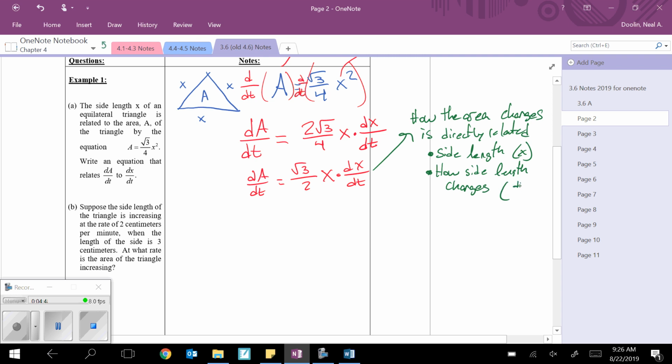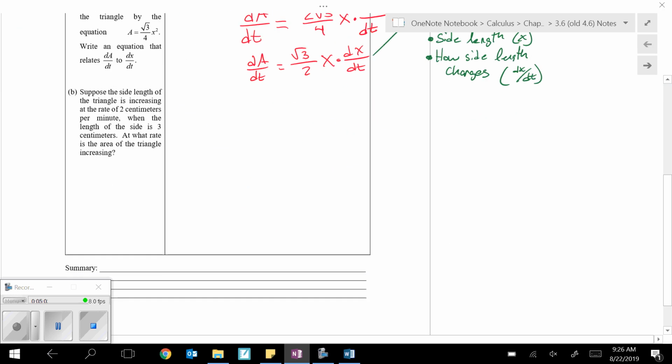And that's our dx/dt. So both of these factors combine to give us some measure of how the area would be changing, if this triangle happened to randomly be growing or shrinking. Don't you just love calculus? I promise, I don't know.